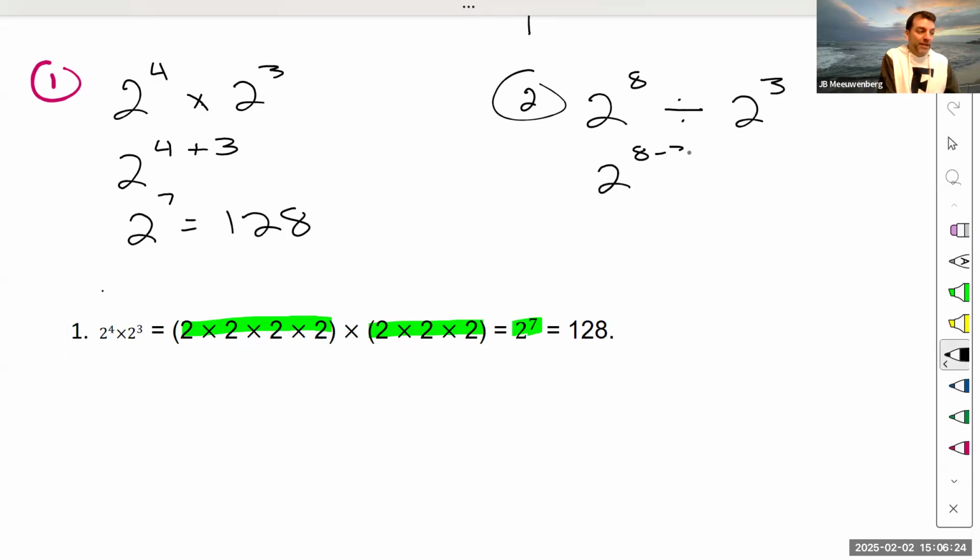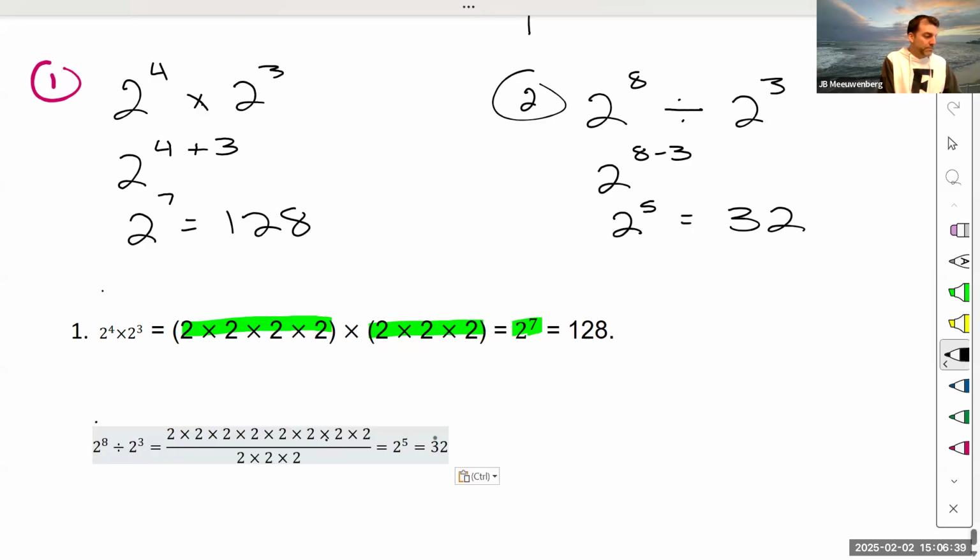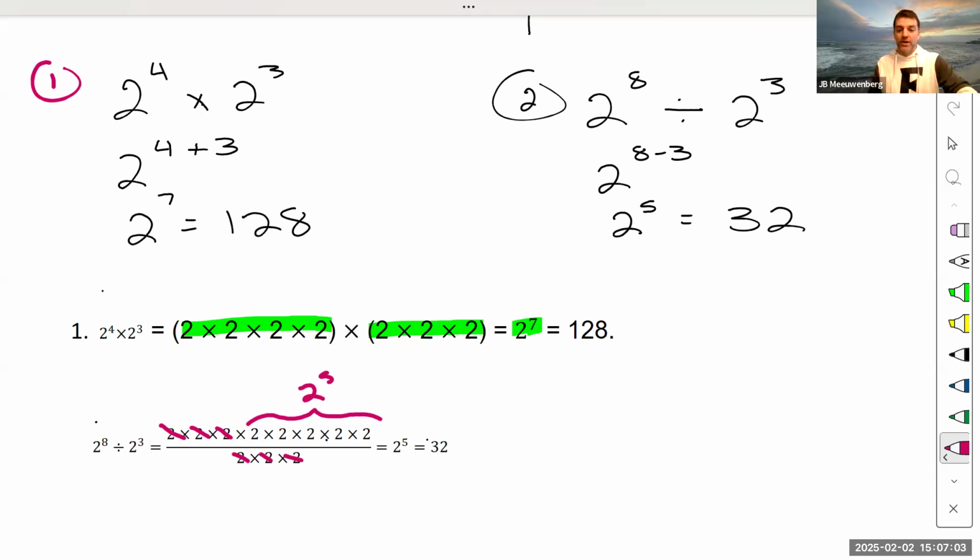For this one, 2 to the 8th divided by 2 to the 3rd, we're going to be subtracting 8 minus 3, which is equal to 2 to the 5th. And if we multiply all those out, that is 32. Again, why does that work? Like we showed before with the division, 2 to the 8th goes on top, 2 to the 3rd goes on the bottom, and you end up with 3 2s canceling out, which is like subtracting them, and you're left with 2 to the 5th. Multiply that out to get 32.